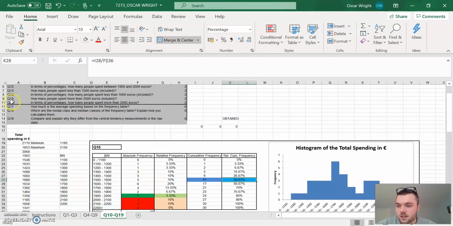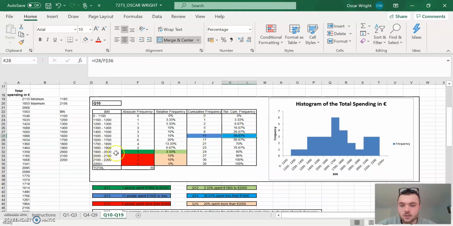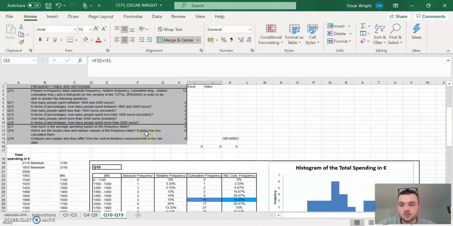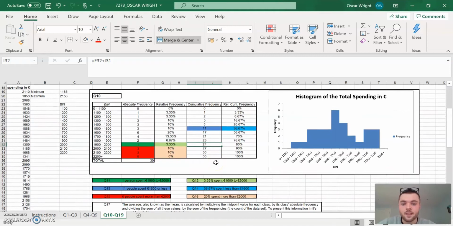Question number 15, sorry. How many people spent more than 2000 euros excluded? So again, what we want to do is we want to have a look at this number, as this tells us how many people spent up to 2000 euros, and it was 24. So either we can take 30, which is the total, minus 24 to find out the difference of people that didn't spend under 2000, i.e. the number of people that spent more than 2000.